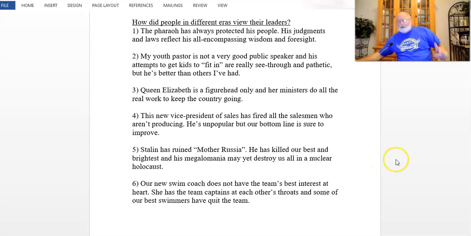So let's look at the question, how did people in different eras view their leaders? Well, look at number 1. The Pharaoh has always protected his people. His judgments and laws reflect his all-encompassing wisdom and foresight. Now, we did the CAPS assignment yesterday. We're not going to worry about CAPS today. We're just going to group the documents. Normally, we would do CAPS, but to do CAPS, you'd have to know who said it.